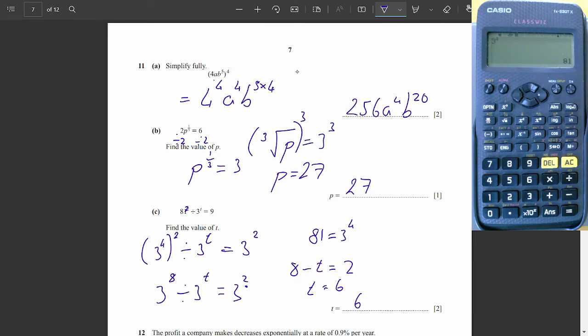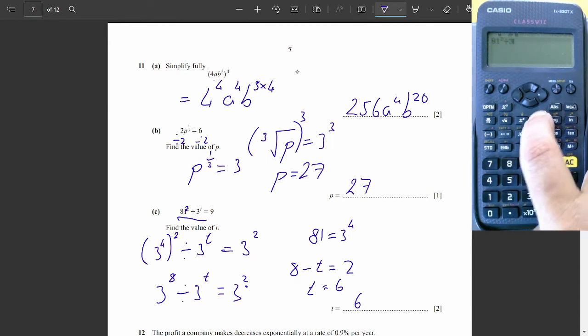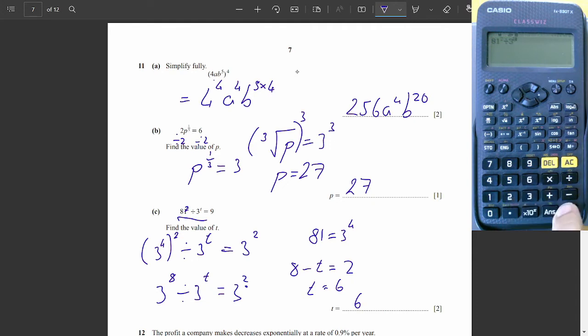Once again, we can check if this is correct by substituting the t in there. So let's type the original question into our calculators. 81 squared divided by 3 to the power of 6. That equals 9. And we know we got it right the first time this time.